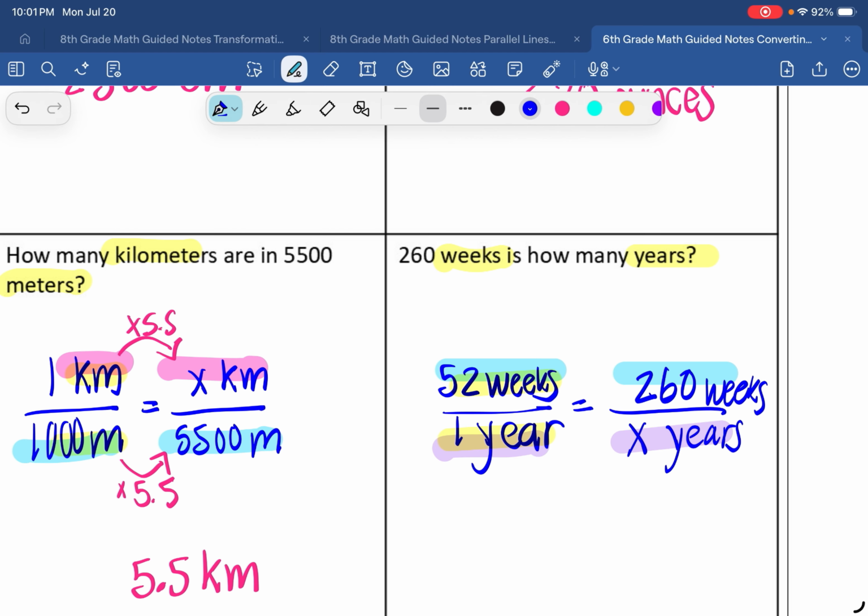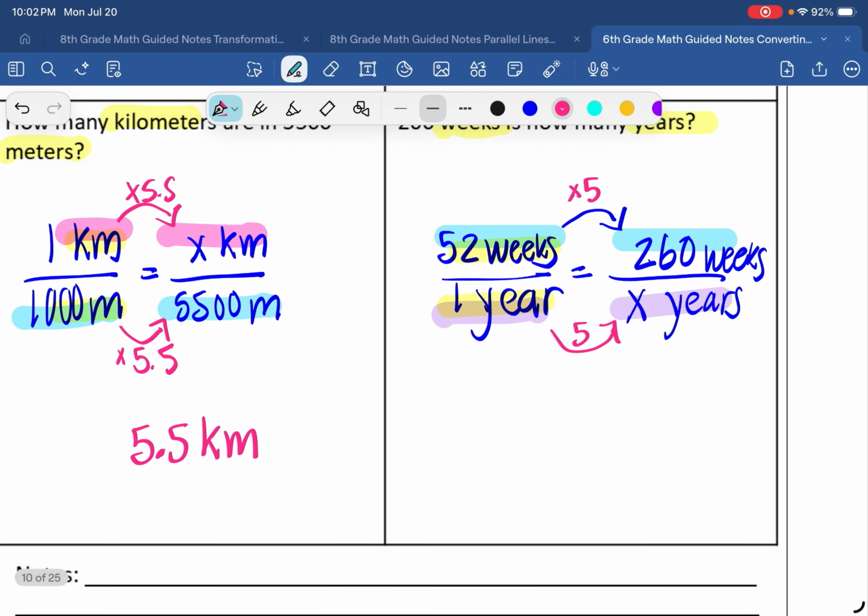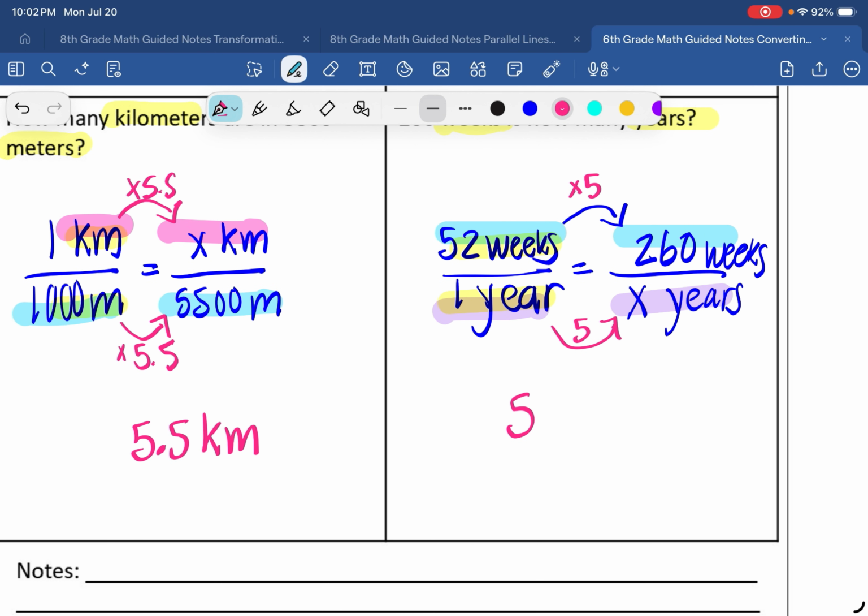So I need to figure out 52 times what is 260, and if you don't know, you can divide 260 by 52, and you will get 5. So 1 year times 5 is 5 years. So in 260 weeks, there are 5 years.